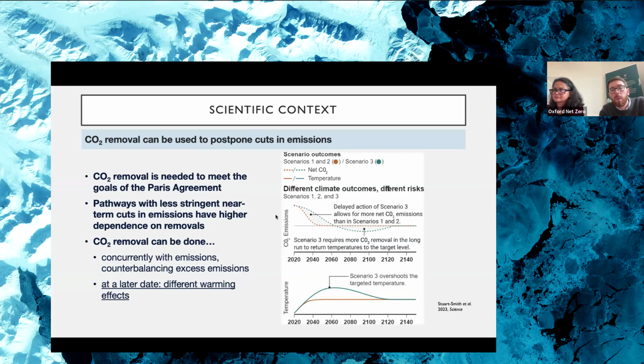And so what a scenario like this does, as you see in the bottom figure here, is mean an overshoot in temperature, that is, we would go over 1.5, and then through the use of emissions, carbon dioxide removals further down the line, return below that level. So we have two different ways in which CDR can be used, and these different ways both raise risks of their own that are worth flagging up.